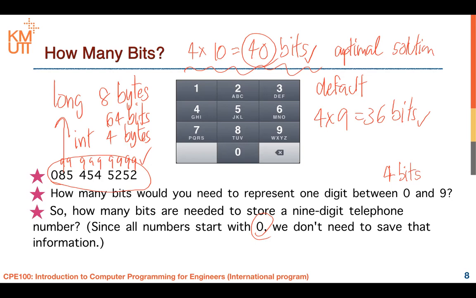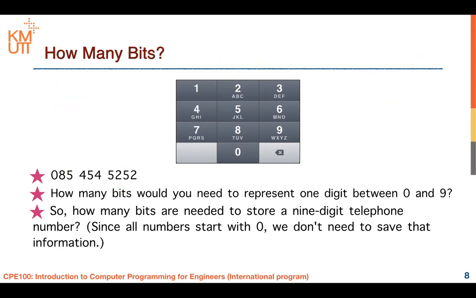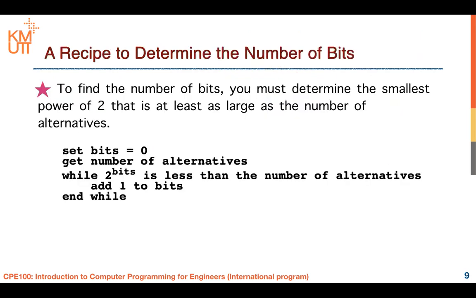Okay, so I'm wondering, is it possible to have a better solution, better than 36 bits? Okay, no problem. If there is no argument about 36 bits, I will move on to the next slide. You can think about this solution later.